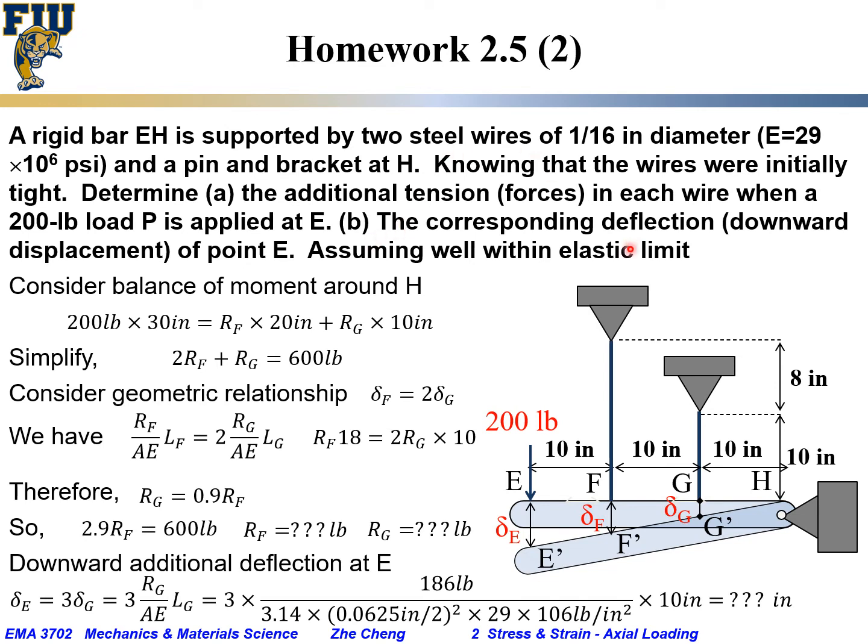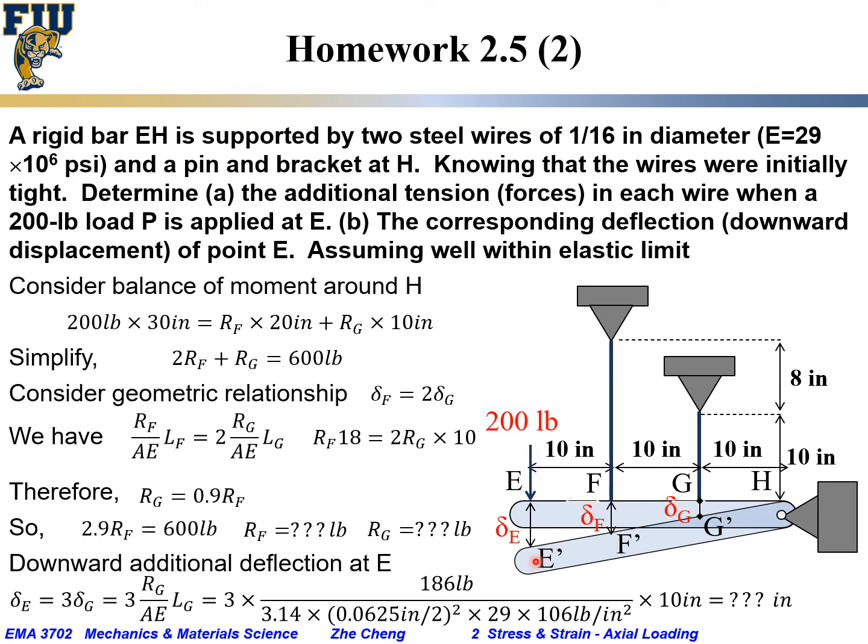So to solve it, let's imagine what happened. Initially, this is our rod, and after you press down, it rotates a little bit, and that's what we draw here. H is fixed, but G moves to G prime, F to F prime, and E to E prime. Okay, that's the deflection.